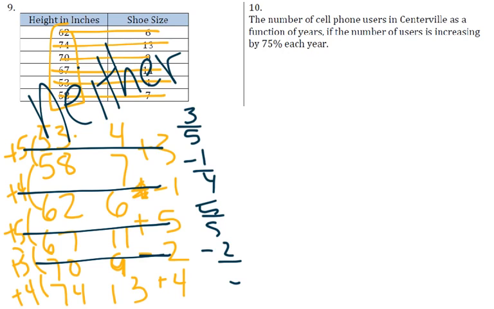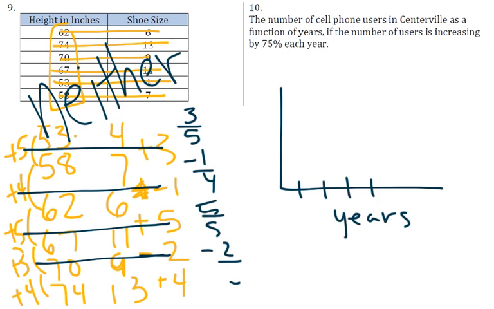Okay, now number 10, the number of cell phone users in Centerville as a function of years, if the number of users is increasing by 70% each year. So once again, think about a graph. So this would be years. So we count those. This would be number of users. Okay, so now the way you got to think about it is, what does it mean to increase by 75% each year? It basically means that we're multiplying by 0.75, and that's how many more people there are going to be.